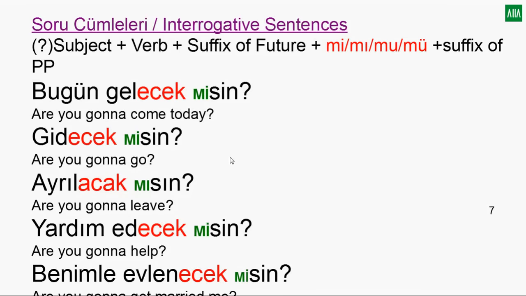Let's repeat now these sentences all in Turkish. One more time. Bugün gelecek misin? Gidecek misin? Ayrılacak mısın? Yardım edecek misin? Benimle evlenecek misin? These sentences all use the subject pronoun you, because all the time at the end of the sentence there is sin, sın, sun, sün.